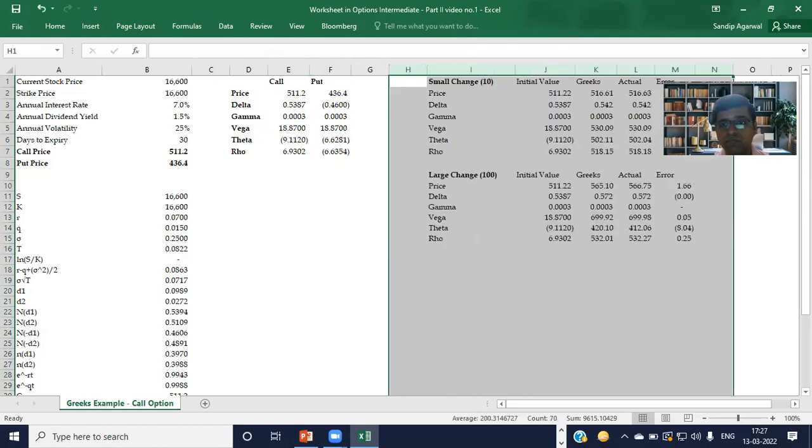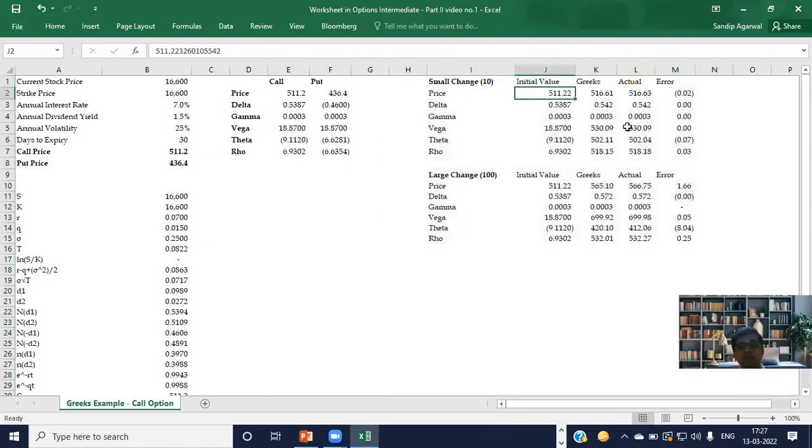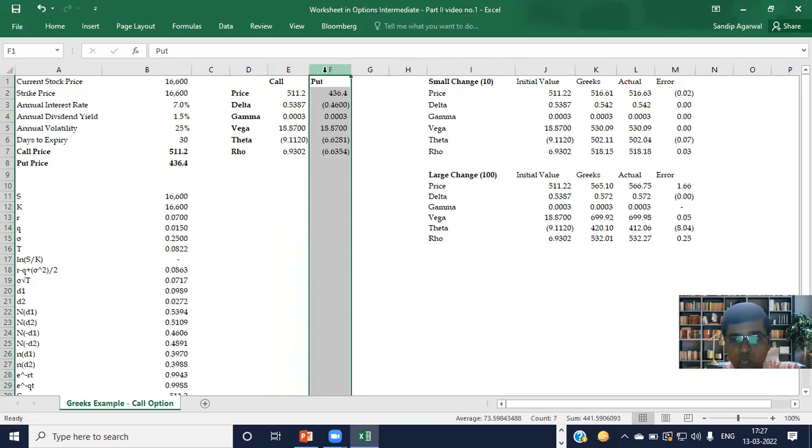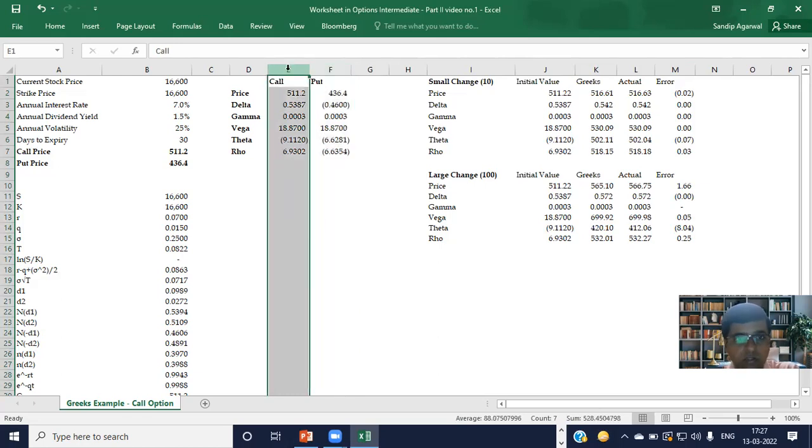So this I have just plotted. Now see, the price of the call option in the current scenario is 511. So you just see my cursor where I'm placing the mouse. In this example, we will just explain the call option only. And once I have uploaded this Excel in the video link, you can download it and run this exercise similarly for the put option as well. So we will do this in this video for the call option.